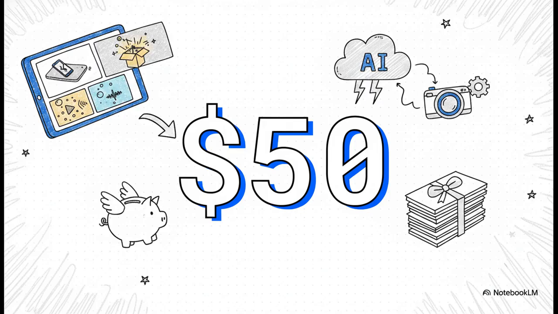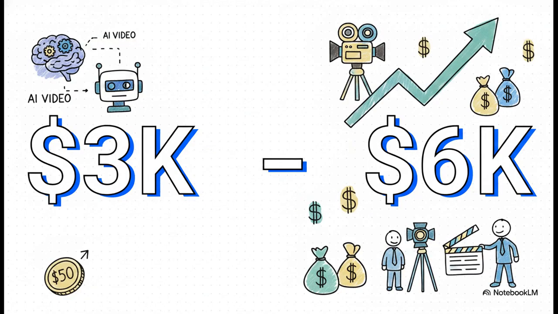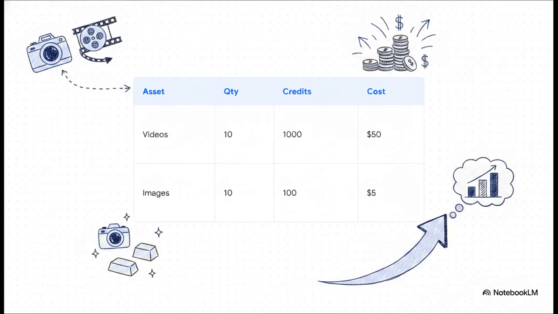Let that sink in. Now, contrast that $50 with what brands are actually used to spending today. To get those exact same 10 videos, using physical sets, actors, lighting crews, professional editors, an e-commerce brand is easily dropping $3,000 to $6,000. Easily. This massive, massive gap between your $50 cost and their multi-$1,000 expectation, that is exactly where your agency profit margin lives.